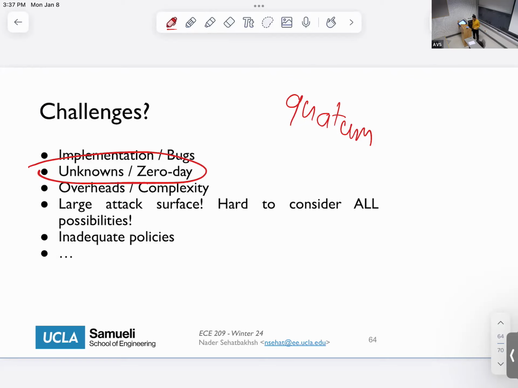The third challenge is, of course, the overhead and complexity. The fourth one is the large attack surface, as I said, because, for example, think about, again, the cell phone. The cell phone can be attacked at various different places: the user, the human factor, the network, and so on and so forth. And then sometimes the policies might not be enough. Maybe we're actually not doing a great job in policy. So this is also possible.